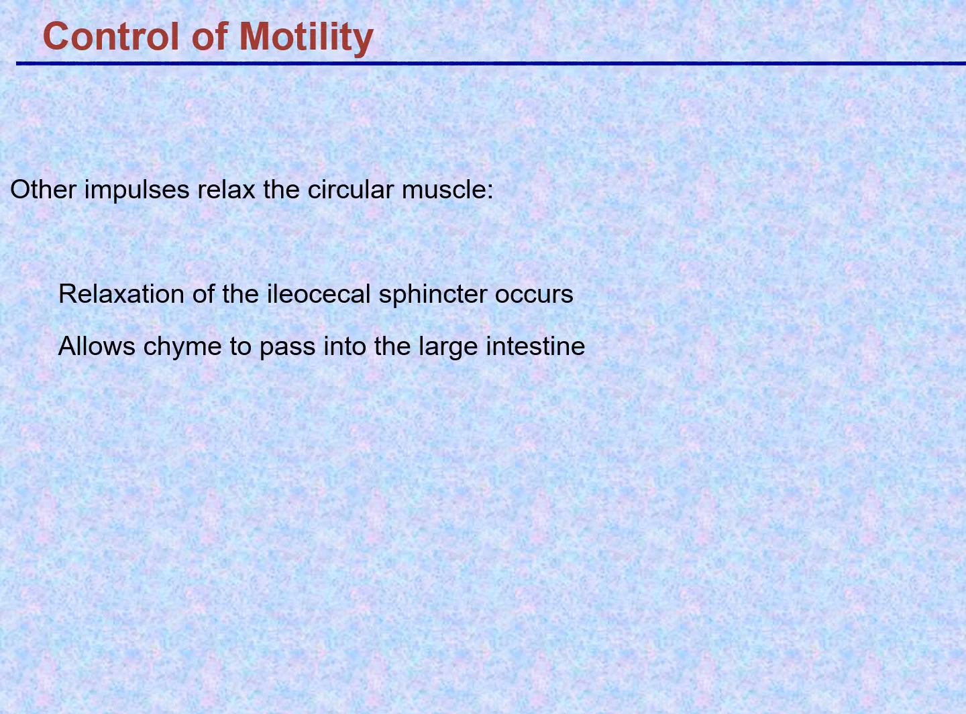The circular muscle layer also relaxes so that the ileocecal sphincter at that junction between the ileum of the small intestine and the cecum of the large intestine will relax and allow the chyme-like material to pass into the large intestine.